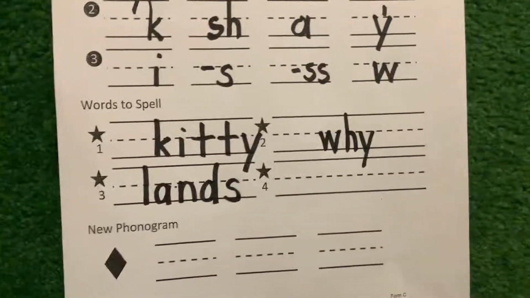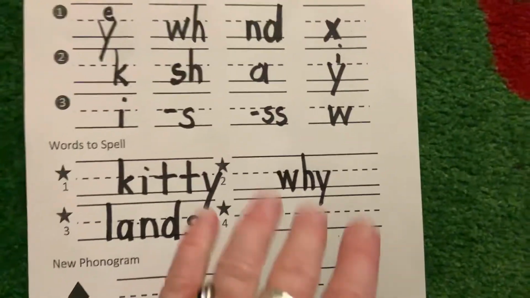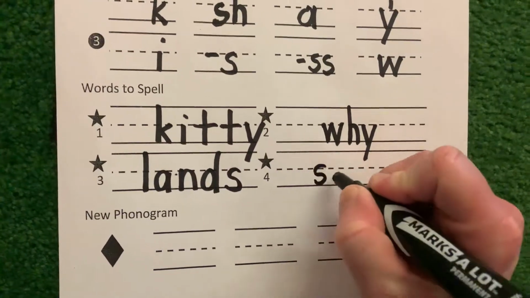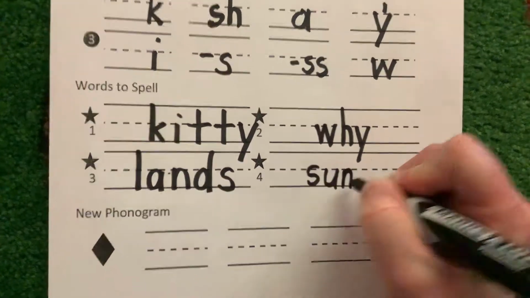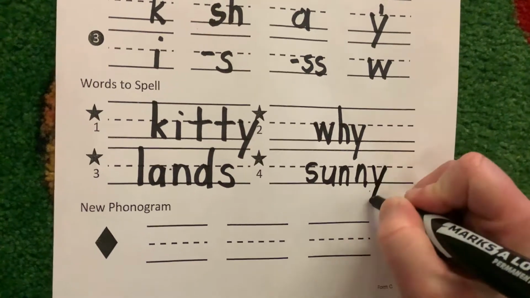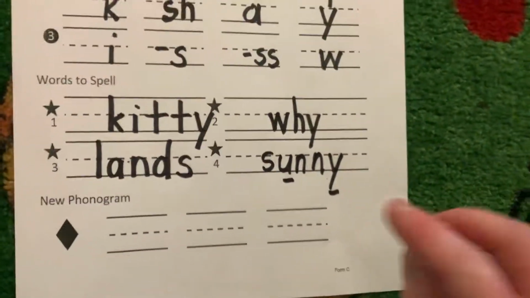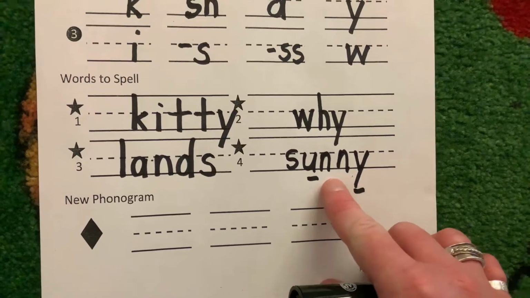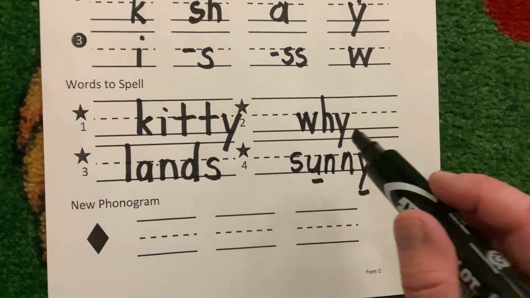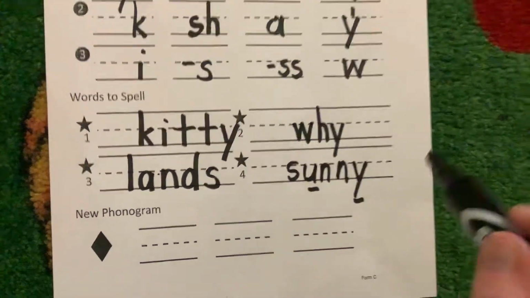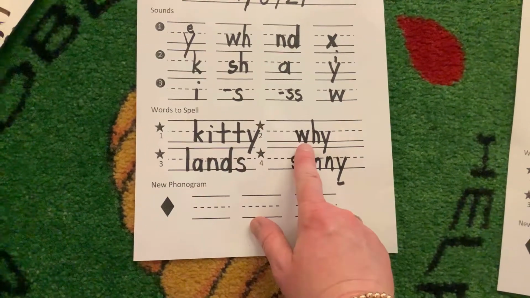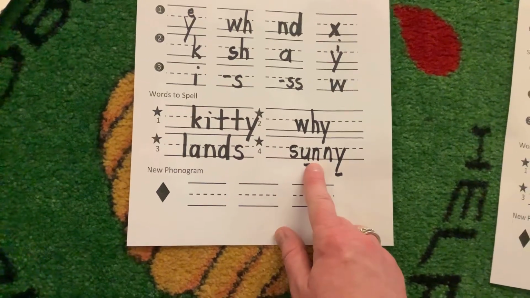Our next one. Here's your first syllable. Sun. Let's tap it out. Sun. Let's write it. Okay, your second syllable. Knee. Oh, we're not writing an E. I see here two vowel sounds. So in a two-syllable word, Y says E, sun, knee. But we read the N as one sound, sunny. So let's go back and reread. We had kitty, why, lands, sunny.